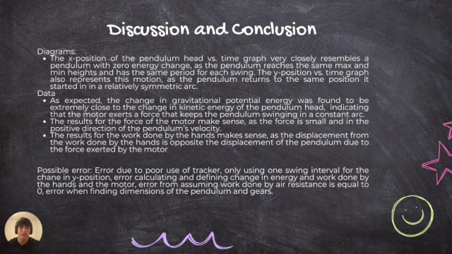Some possible error of the experiment could be due to poor use of Tracker, only using one swing interval for the change in y position, error calculating and defining change in energy and work done by the hands and the motor, and error from assuming work done by air resistance is equal to 0, as well as error when finding dimensions of the pendulum and the gear.